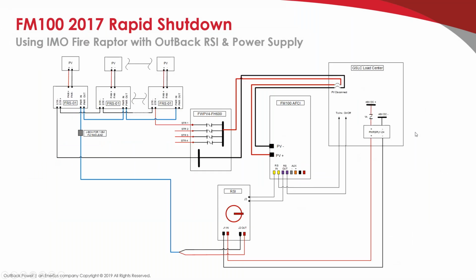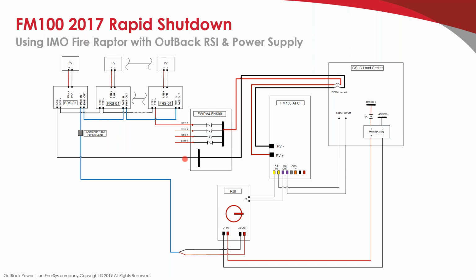Moving on to the second option here. So that previous option we looked at is probably the most cost-effective option as far as we can tell. This is another option, once again, for installers who are familiar with our RSI and like its features. You have your 24-volt to 48 to 24-volt power supply shown here in the load center. That feeds into the rapid shutdown initiator to power that. The J2 out pins on the RSI are wired up to the IMO Fire Raptor devices, just like they would be in the IMO switch.